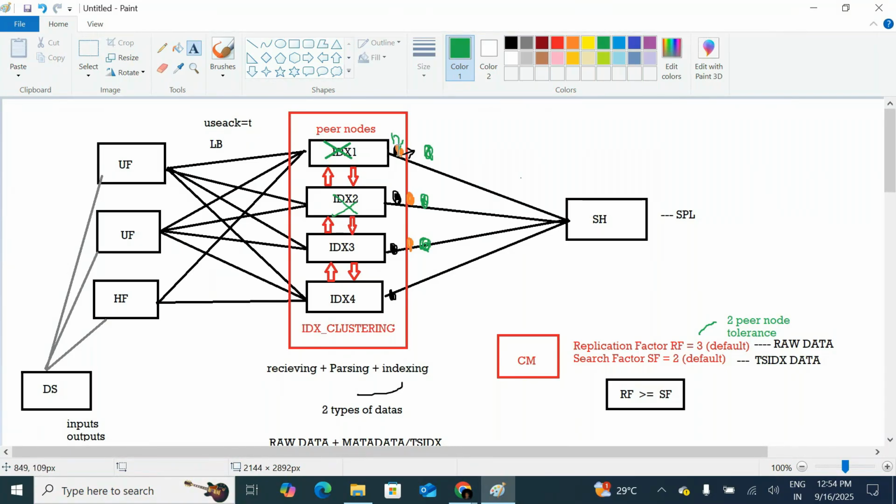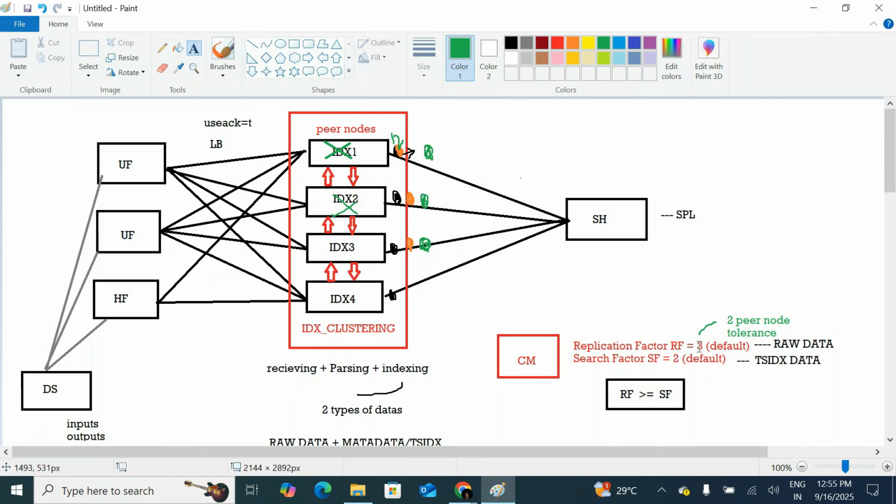So now this is raw data and this is your metadata. If this fails, why? Because your replication factor is 3, which means even if 2 indexers fail, you will get the data. If a third indexer fails, you don't get 100% data. That is the logic actually. If you want more indexers to fail, you need to increase the replication factor. If you keep replication factor 10, even if 9 indexers fail, you will get 100% data. You got my point? If you keep replication factor 100, even if 99 indexers fail, you will get 100% data. But here 3 copies means until 2 indexers fail, you will get 100%.